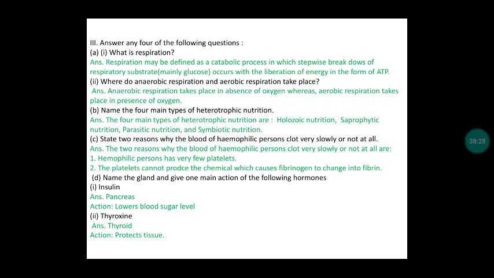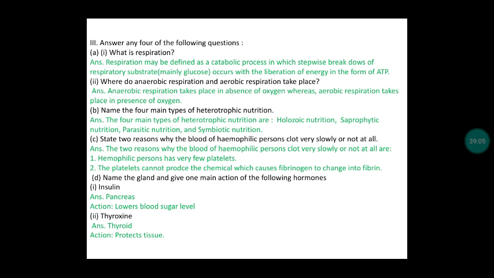State 2 reasons why the blood of a hemophilic person clots very slowly or not at all. The 2 reasons are: a hemophilic person has very few platelets, and platelets are the components which help in clotting of blood in our body. The platelets cannot produce the chemicals which cause fibrinogen to change to fibrin.